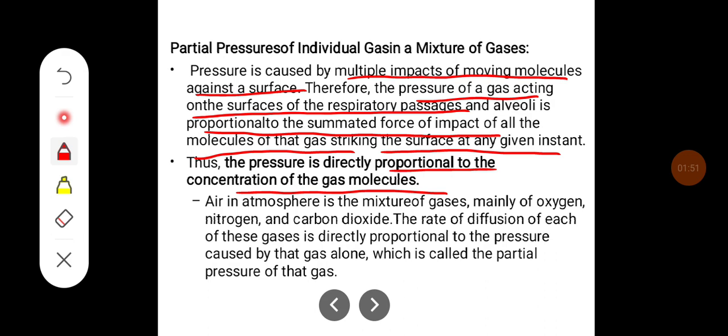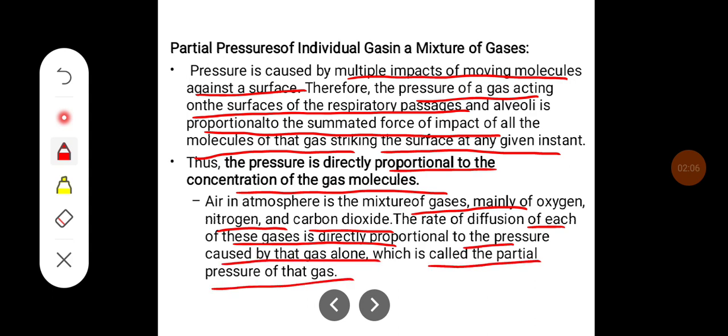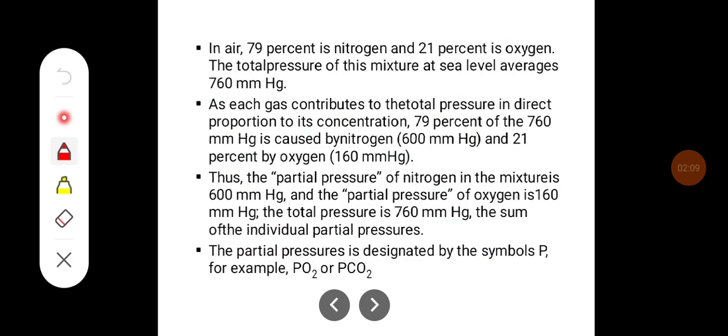Air in the atmosphere is a mixture of gases, mainly oxygen, nitrogen, and carbon dioxide. The rate of diffusion of each of these gases is directly proportional to the pressure caused by that gas alone, which is called the partial pressure of that gas. In air, 79% is nitrogen and 21% is oxygen. The total pressure of this mixture at sea level averages about 760 mm of Hg.